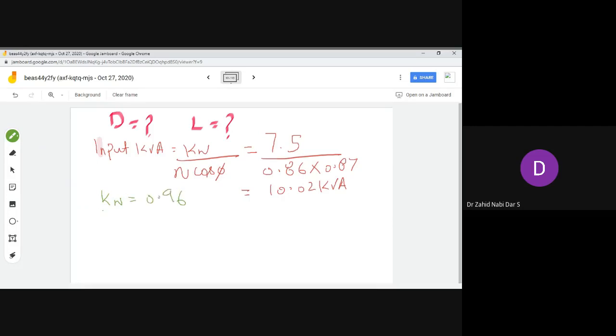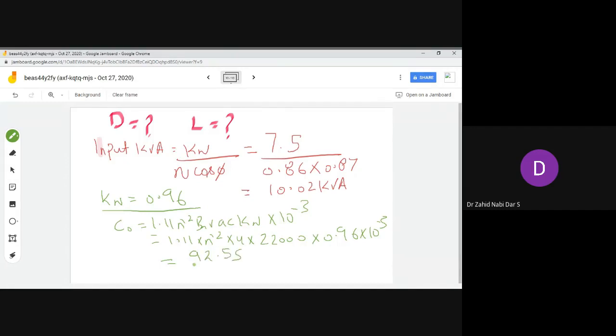So you remember this: if kW is given, then no problem. If it's not mentioned, then you will take this. So C naught is equal to 1.11 pi square B_av AC kW into 10 power minus 3. So 1.11 into pi square, B_av value is given as 0.4, AC value is given 22,000, kW 0.96 into 10 power minus 3. So the total value which you will be getting is around 92.55. This is the C naught value.